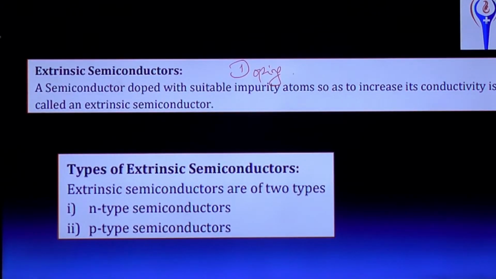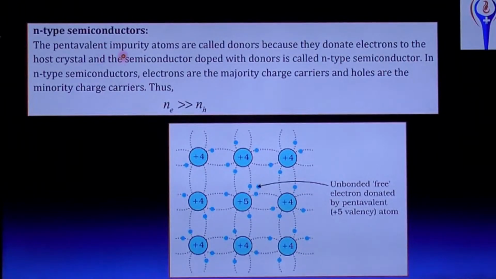Based on the type of doping added, extrinsic semiconductor is classified into N-type semiconductor and P-type semiconductor. Pentavalent impurity atoms are called donors because they donate electrons to the host crystal, and a semiconductor doped with donors is called N-type semiconductor. In N-type semiconductor, electrons are the majority charge carrier and holes are the minority charge carrier. That is, the number of electrons per unit volume is greater than the number of holes. So, electrons are the majority charge carrier.